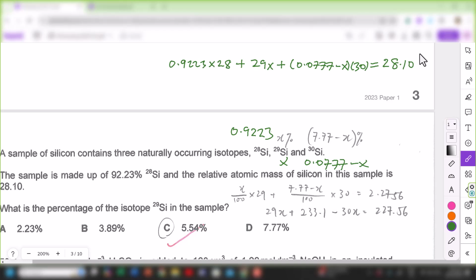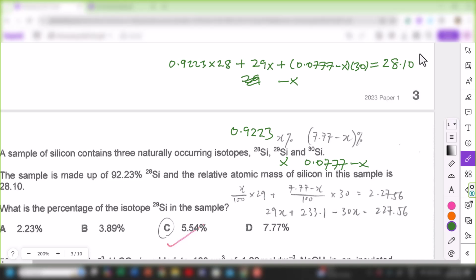So 0.9223 times 28, okay, and then I'll bring it to the other side. Okay, then I will get 2.2756, so then I will have 29. Okay, so here I'll get minus x because it's 29x minus 30x, so I'm going to get minus x.